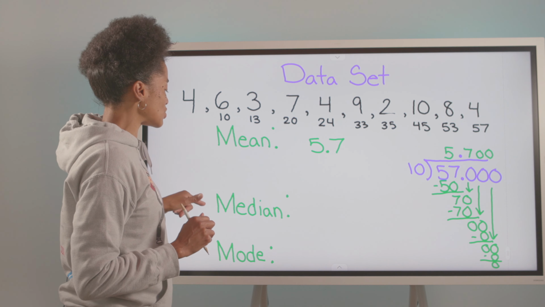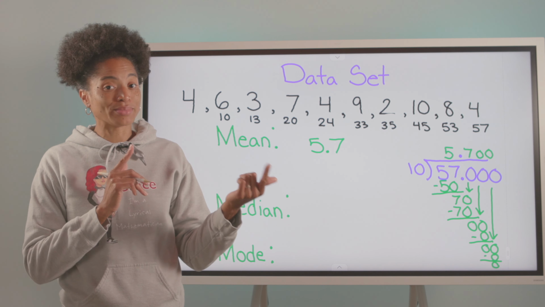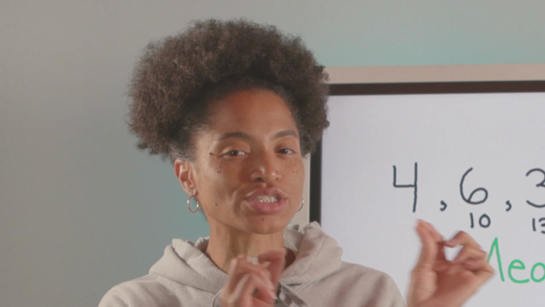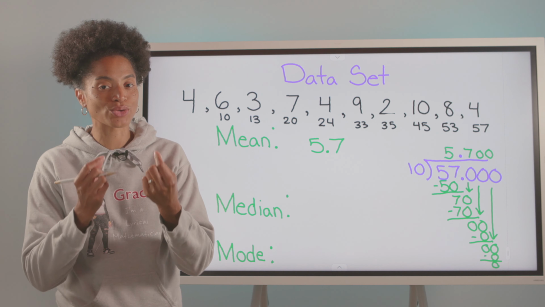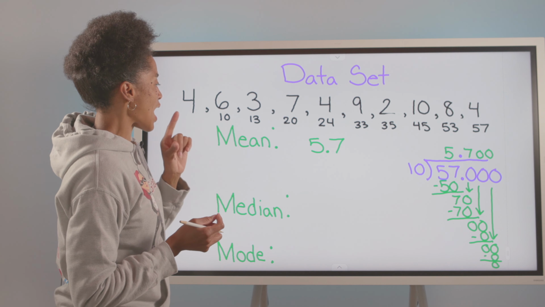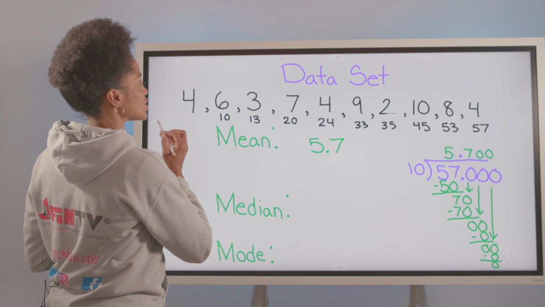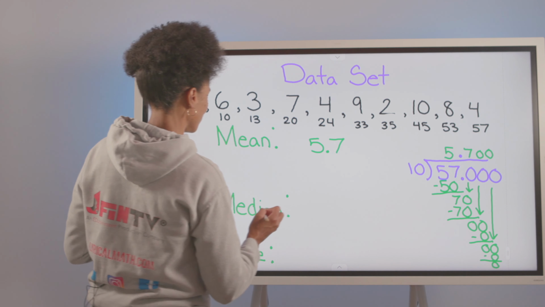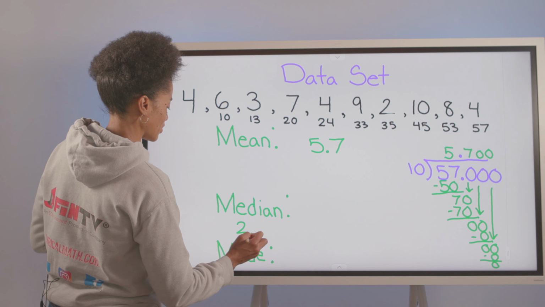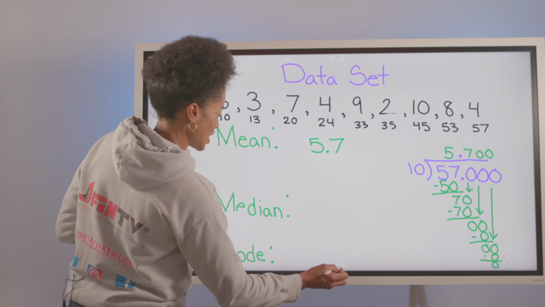Now, let's move to the median. For the median, I'm going to line my numbers up from least to greatest. Find the middle of my data. So I'm looking at my data values. I want to put them in order from least to greatest. Let's see. The smallest one I see is 2. Okay. And then I'm going to change this color. We have 2.